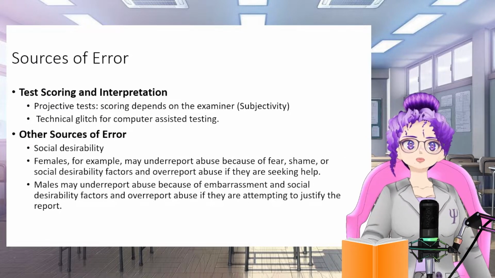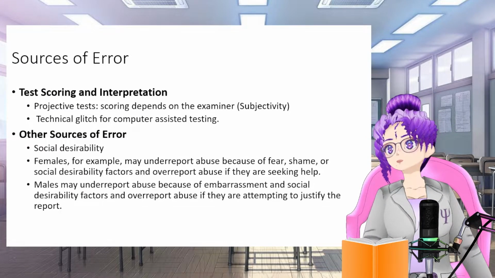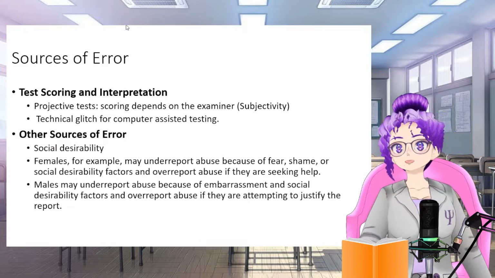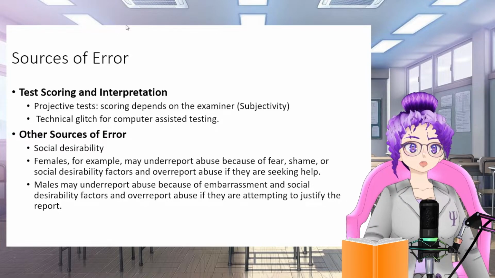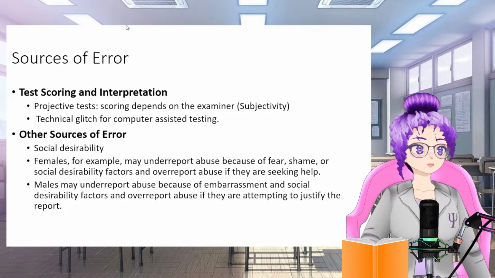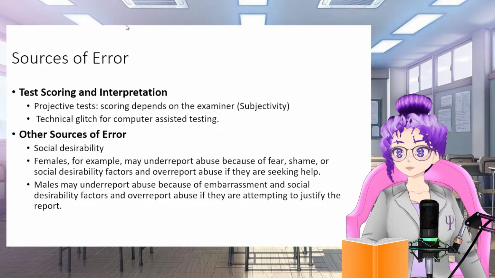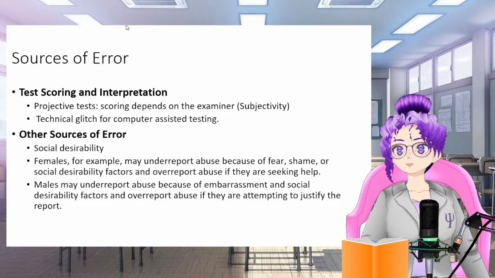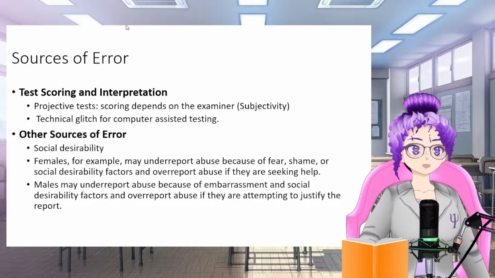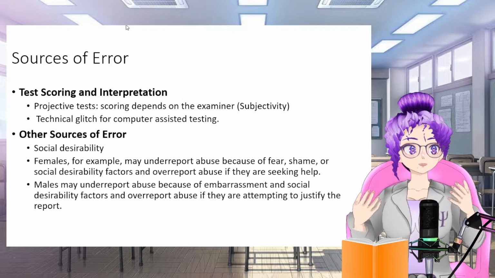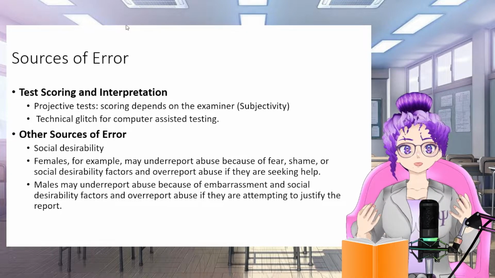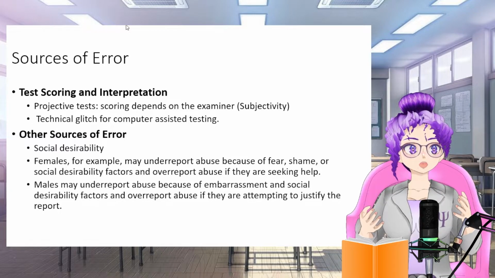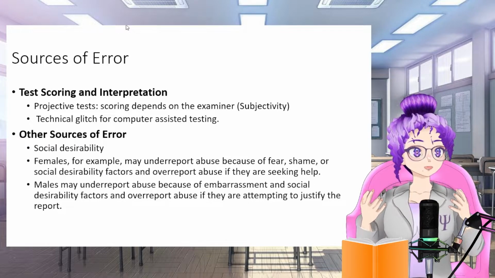Next, test scoring and interpretation. In projective tests, of course, the source of error there is the subjectivity of the scorer. The scoring depends on the examiner or the test user. And also, for example, in computer-assisted testing, of course, there are technical glitches. This is also relevant in your Canvas. Sometimes Canvas marks your answer wrong, even though in my answer key, it is correct.